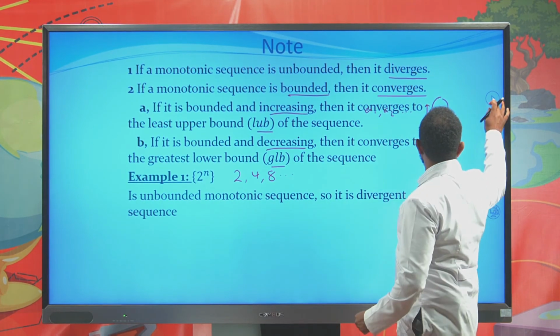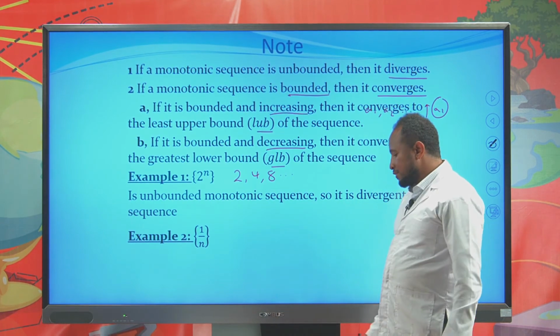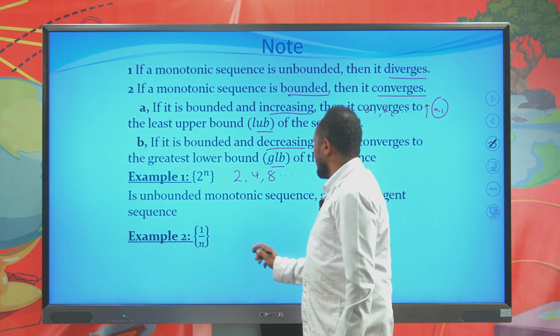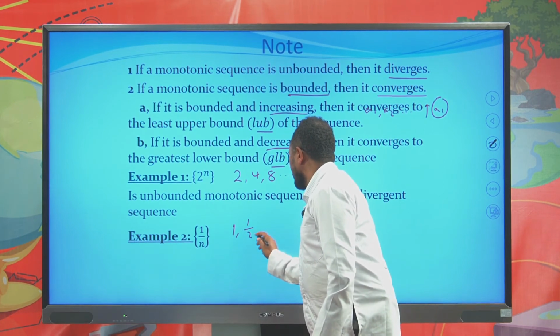Now let's see the second example. 1 over n. If you list the terms of this sequence, the first one is 1, 1 over 2, 1 over 3.